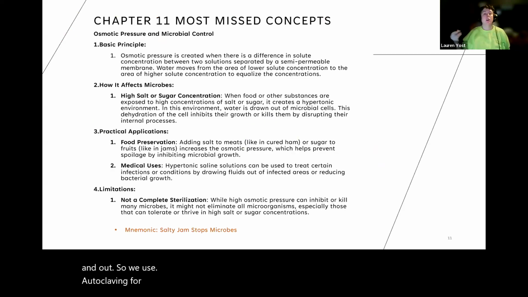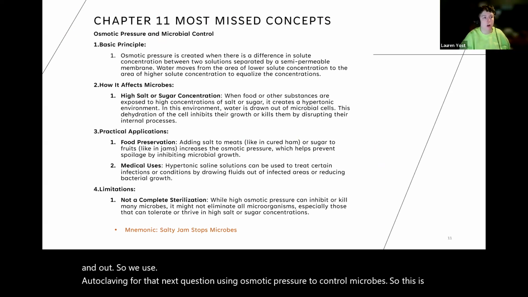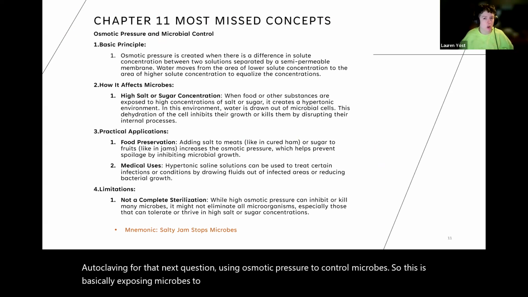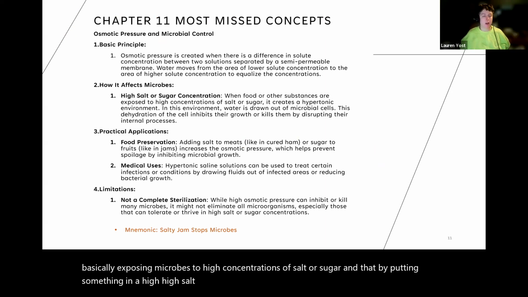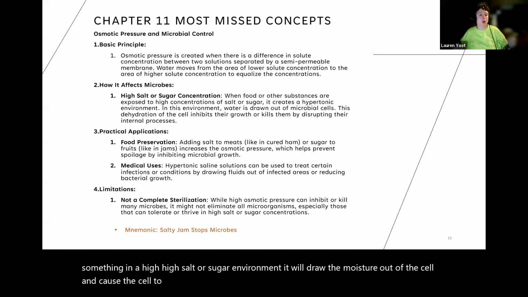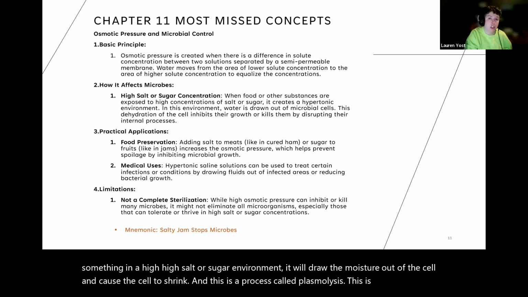Next question. Using osmotic pressure to control microbes. This is basically exposing microbes to high concentrations of salt or sugar. By putting something in a high salt or sugar environment, it will draw the moisture out of the cell and cause the cell to shrink. This is a process called plasmolysis. This is useful for preservation.